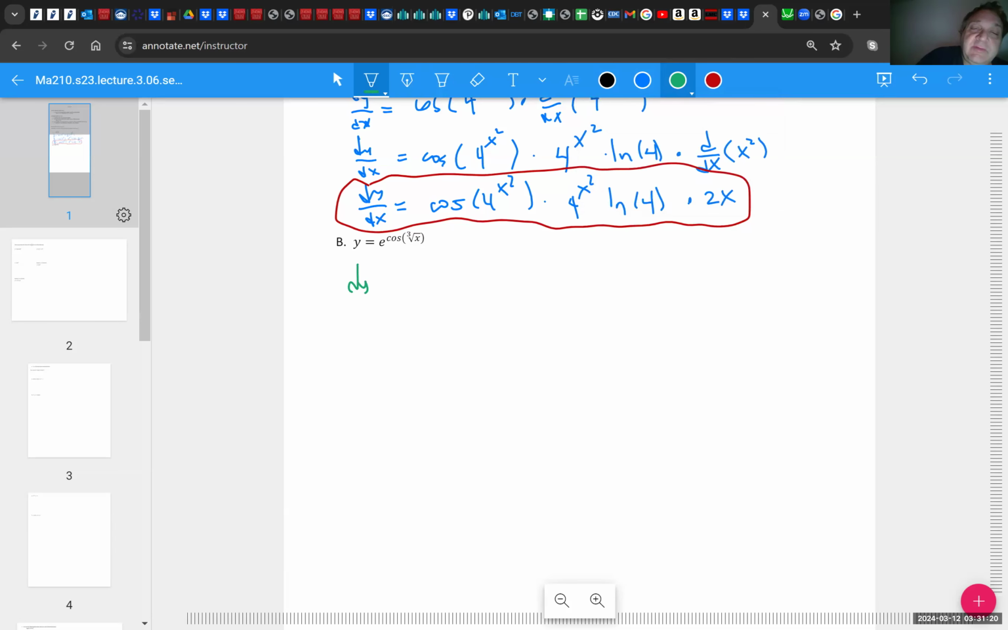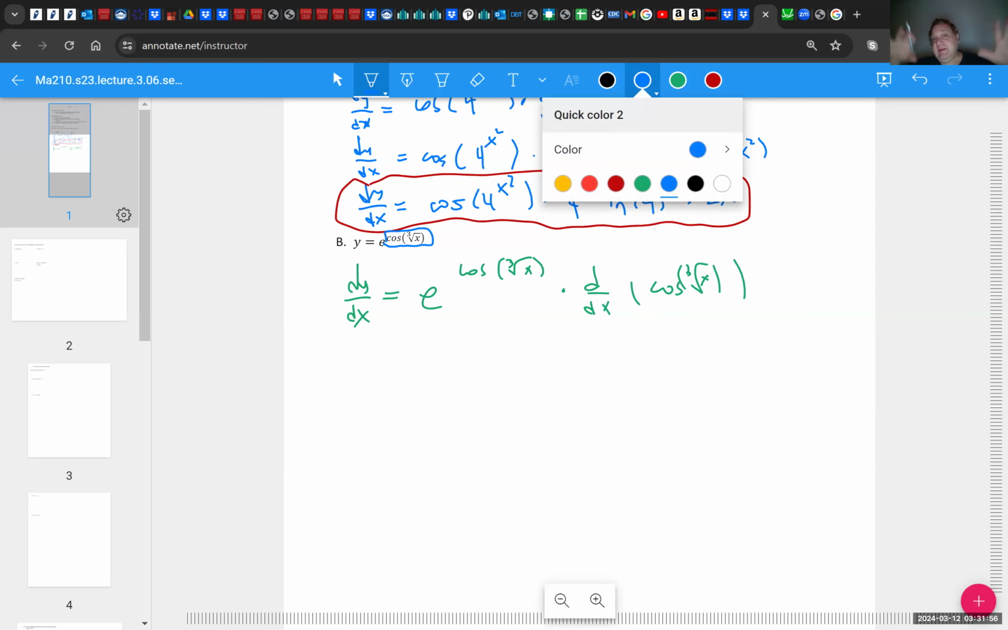I'm going to be finding the derivative of y with respect to x. Y is the output variable and x is the input variable. So the derivative of e to a thing is e to the thing times the derivative of the thing. And the thing, just in case you want a visual spotting of that, instead of e to the x, we've had e to the cosine cube root of x. So our replacement of x is the cosine cube root of x.